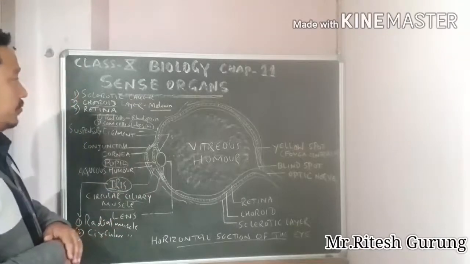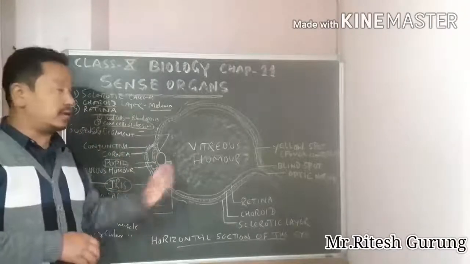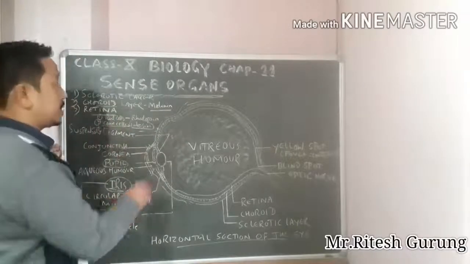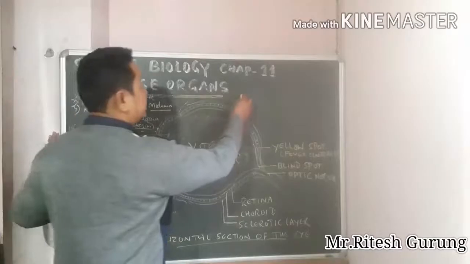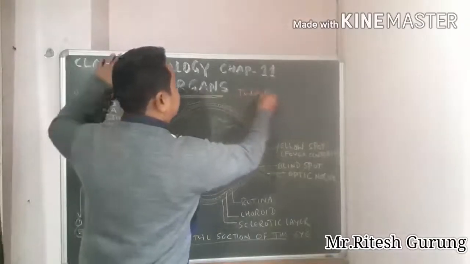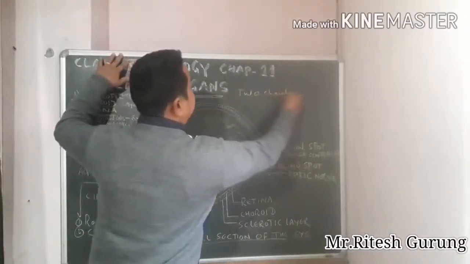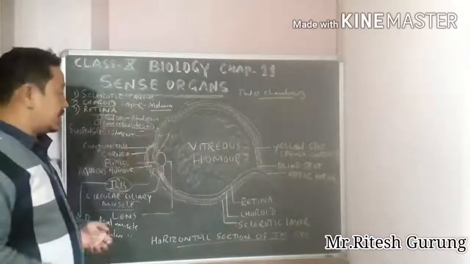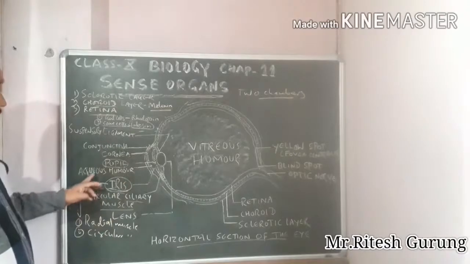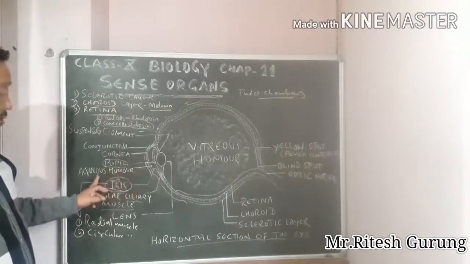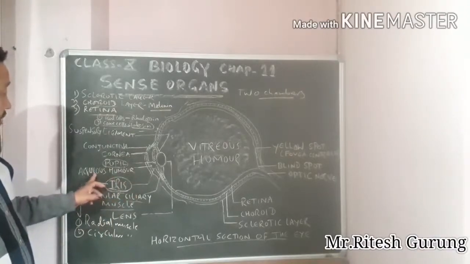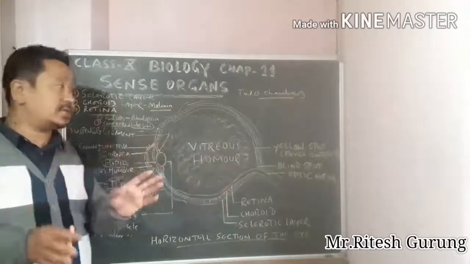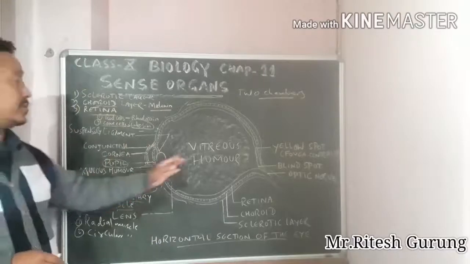Then we see now the chambers of the eye. There are two chambers of the eye or eyeball. You see here, that is the aqueous chamber and the vitreous chamber. There are two chambers, the aqueous chamber and the vitreous chamber.